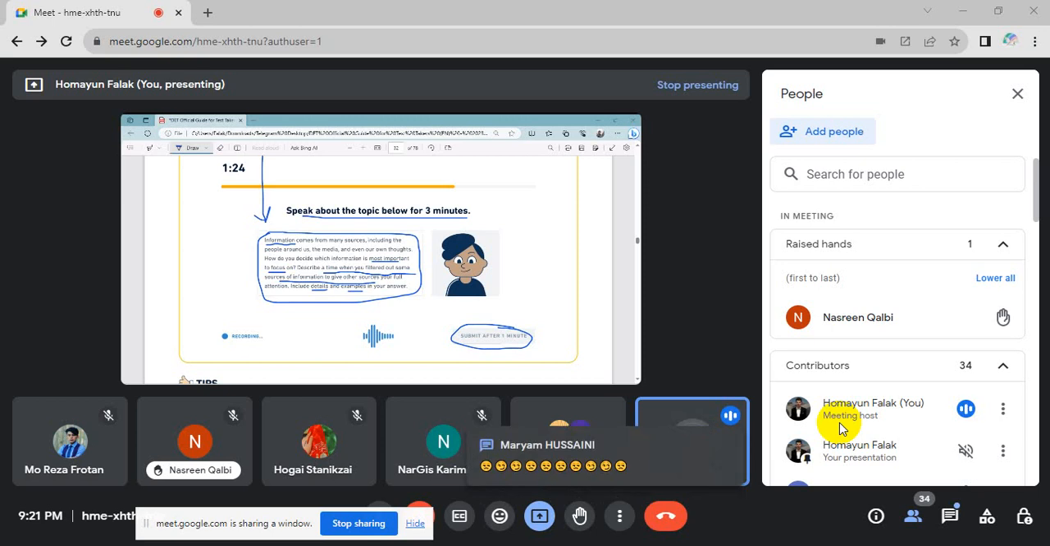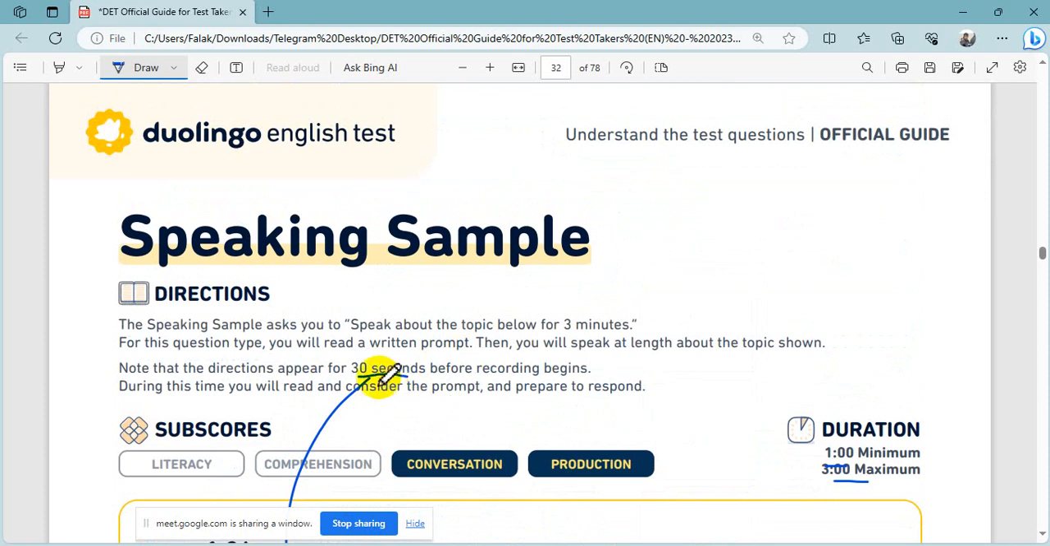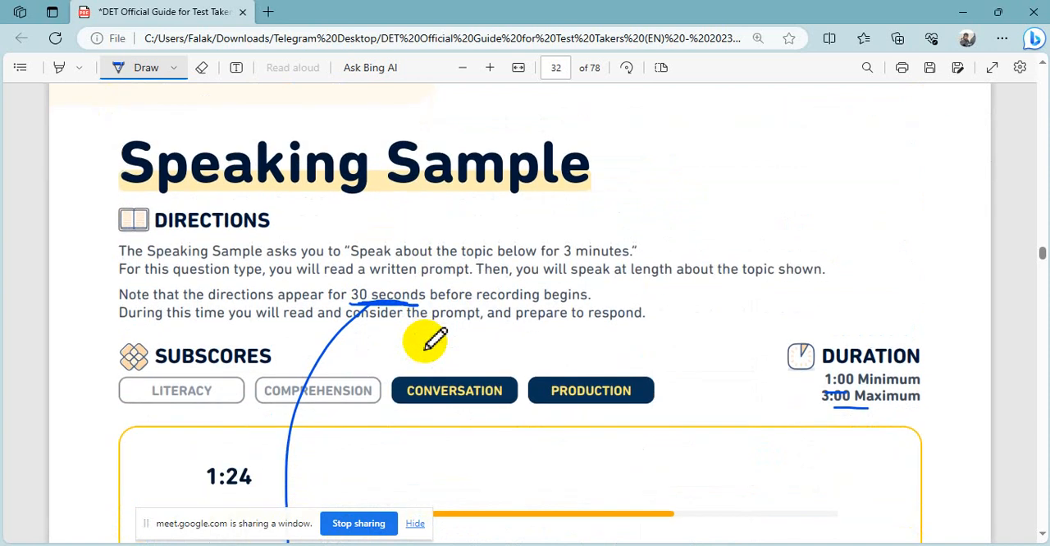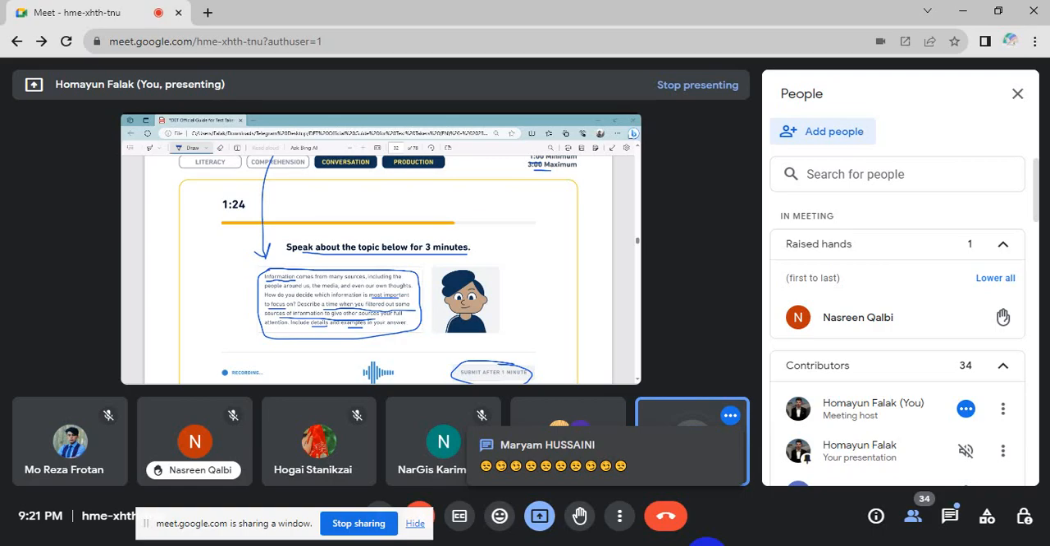Okay? So that 30 seconds is in fact because of this. When they say you have 30 seconds before recording begins, what does it mean? It means these 30 seconds are a time for you to prepare your talk, to think about the idea about this prompt, what can you tell? Just think about it, okay? And find at least 2 reasons for that. And you're supposed to do that. Those 30 seconds are for this.